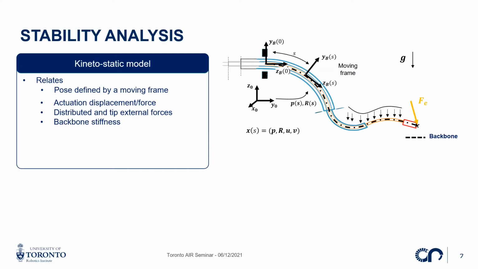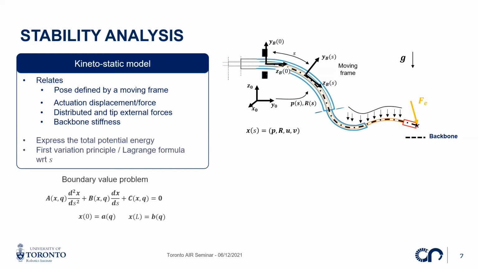So we try to relate these using also the robot mechanical properties, such as the stiffness. And to do that, one solution is to express the total potential energy of this system, using the laws of physics, and then to use a first variation principle or the Lagrange formula with respect to S to obtain equilibrium equations.